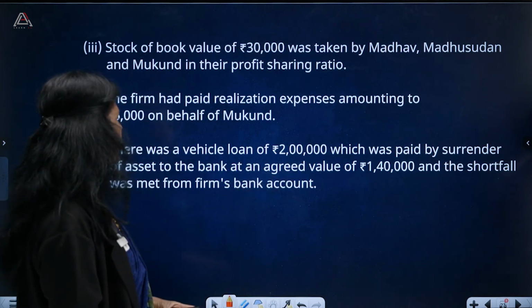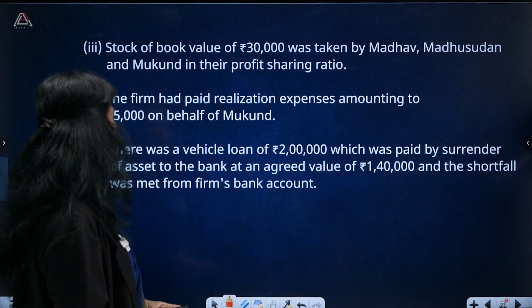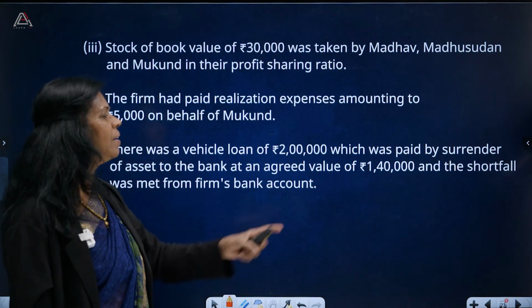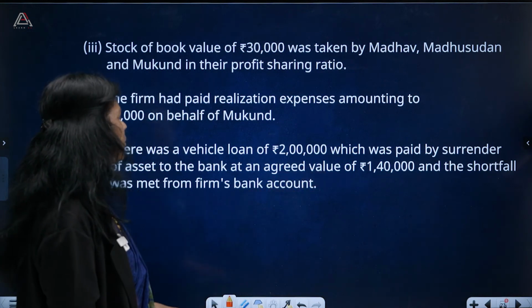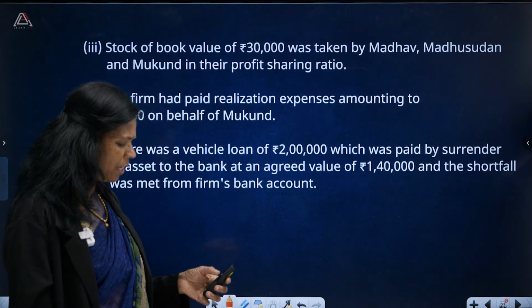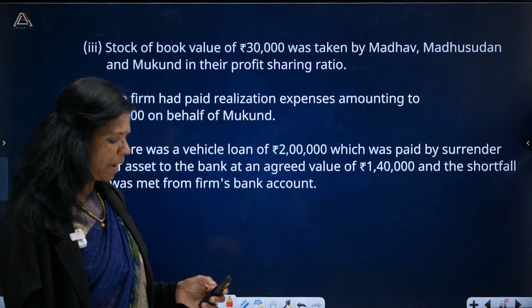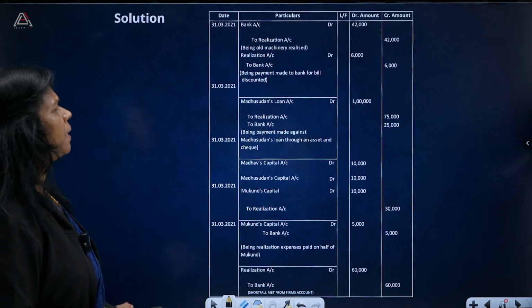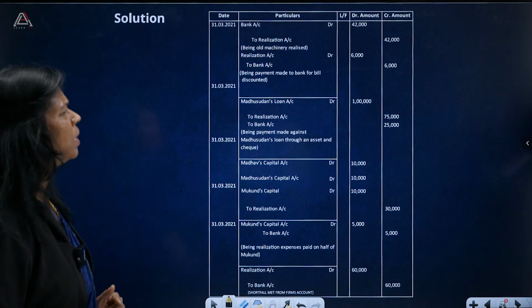1,40,000. And the shortfall, how much is the shortfall? That is 60,000 met from firm's bank account. These are the information given. So let us see the question. Answer, solution. Then first one, bank account to realization.